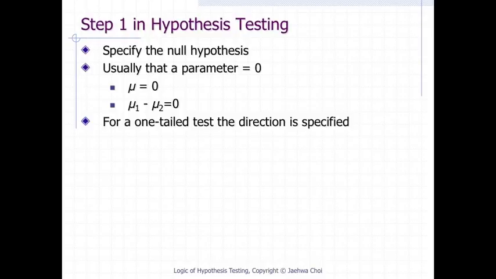For a one-tailed test, the null hypothesis is either that a parameter is greater than or equal to 0, or that a parameter is less than or equal to 0. If the prediction is that mu1 is larger than mu2, then the null hypothesis, the reverse of the prediction, is mu2 minus mu1 is greater than or equal to 0. This is equivalent to mu1 is less than or equal to mu2.